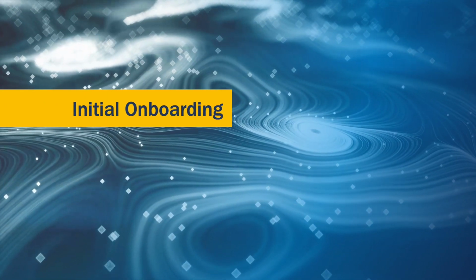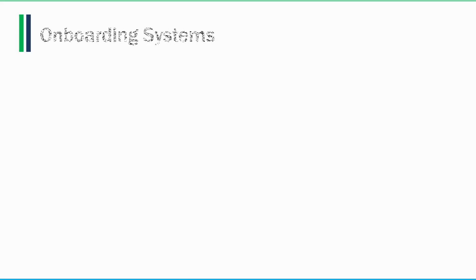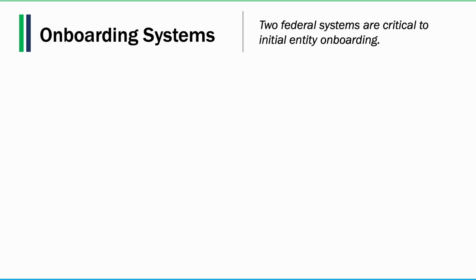Let's now look at initial onboarding and discuss how a new entity creates a JUST Grants account through the application submission process. Two federal systems are critical to initial entity onboarding. For entities that are new to JustGrants, the initial entity onboarding process occurs during application submission and relies on the following two federal systems for critical onboarding data.